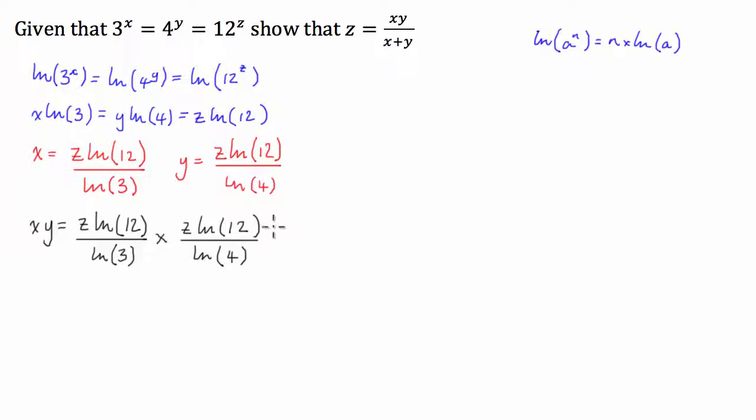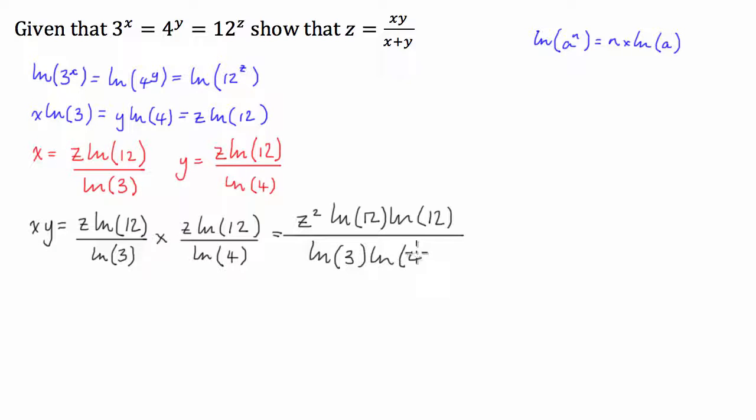So this can be expressed as z squared ln 12 ln 12, all divided by ln of 3 ln of 4. So that's what we can say that xy is going to be equal to.